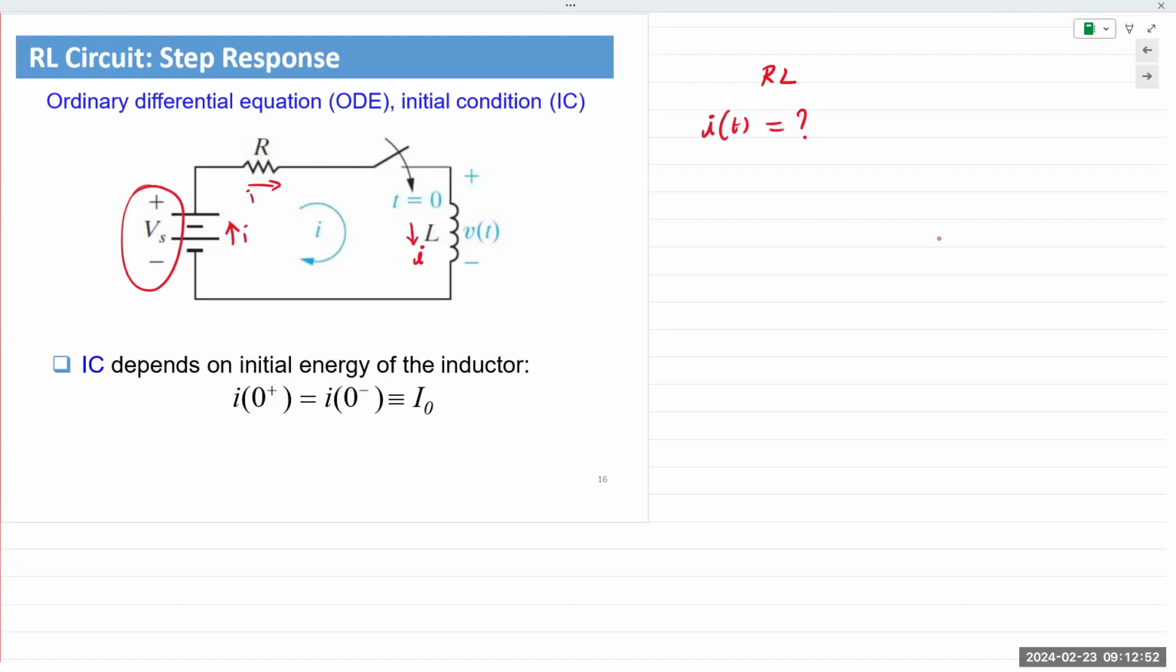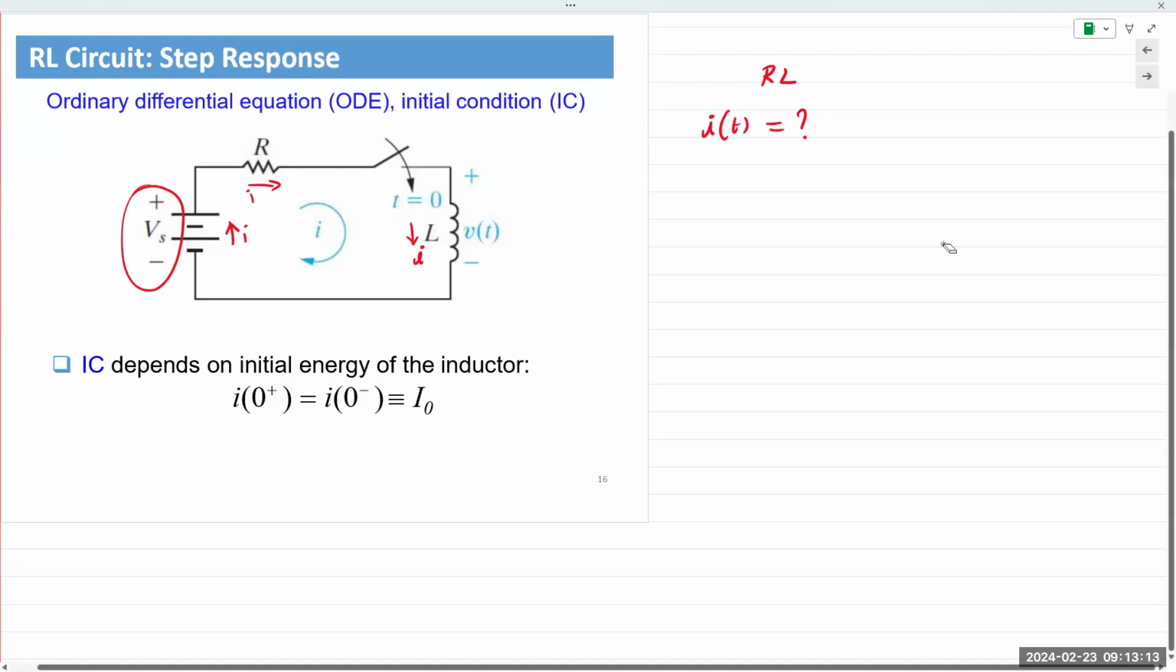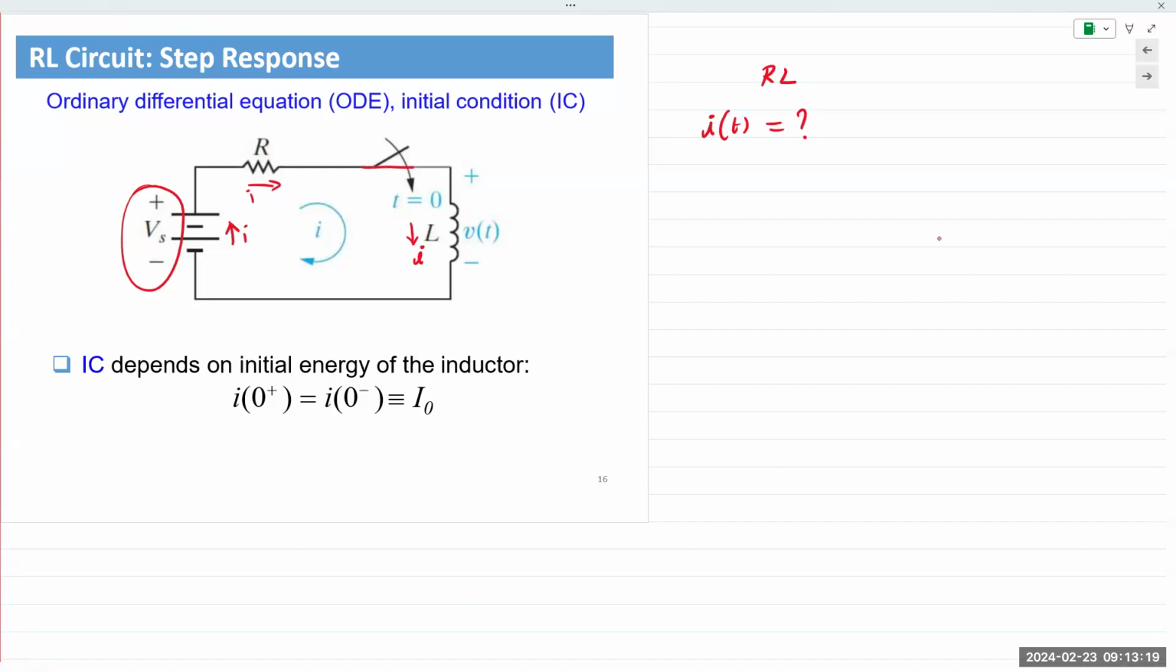Okay, so the initial conditions depend on the initial energy of the inductor. I0 plus, meaning the time right after the switch is flipped, will have the same value as right before the switch was flipped. The current through an inductor cannot change instantaneously. So right before and right after the switch is flipped, the current remains the same. The switch was open prior to t equal to 0, and at t equal to 0, the switch closes. So it provides a pathway for the inductor to receive the energy or the charge from the voltage source.